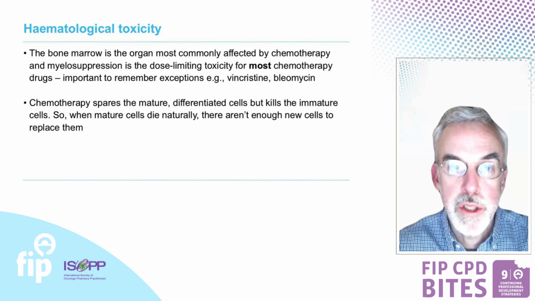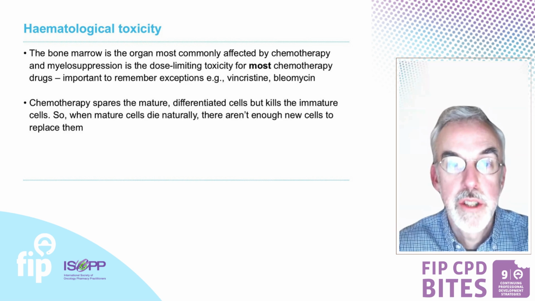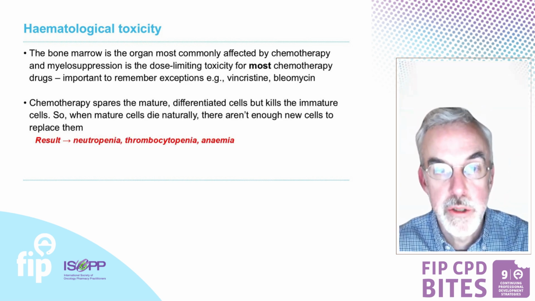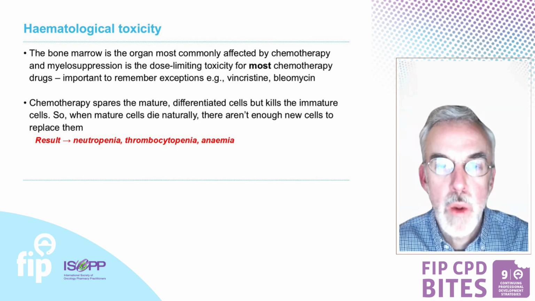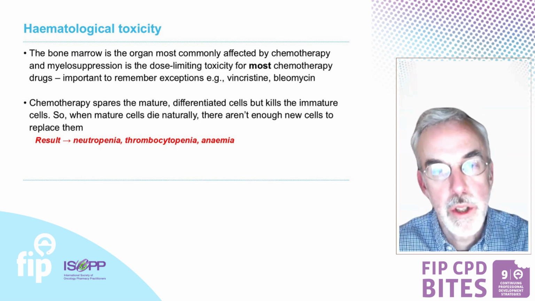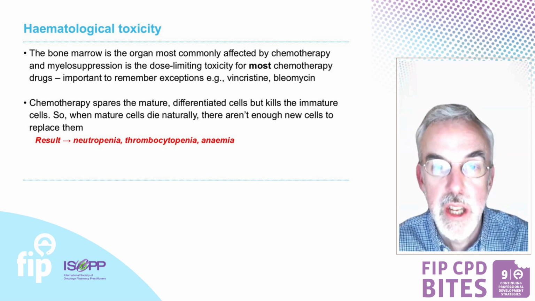It is also very important to remember that chemotherapy spares the mature differentiated cells, but kills the immature cells in the bone marrow. So when mature cells die naturally, there aren't enough new cells to replace them. This leads to neutropenia, thrombocytopenia, and anemia. And this explains why these effects are not immediate. And in the case of anemia, when you consider that a red blood cell has a half-life of approximately 120 days, it may be a number of months into treatment before clinically significant anemia is seen.